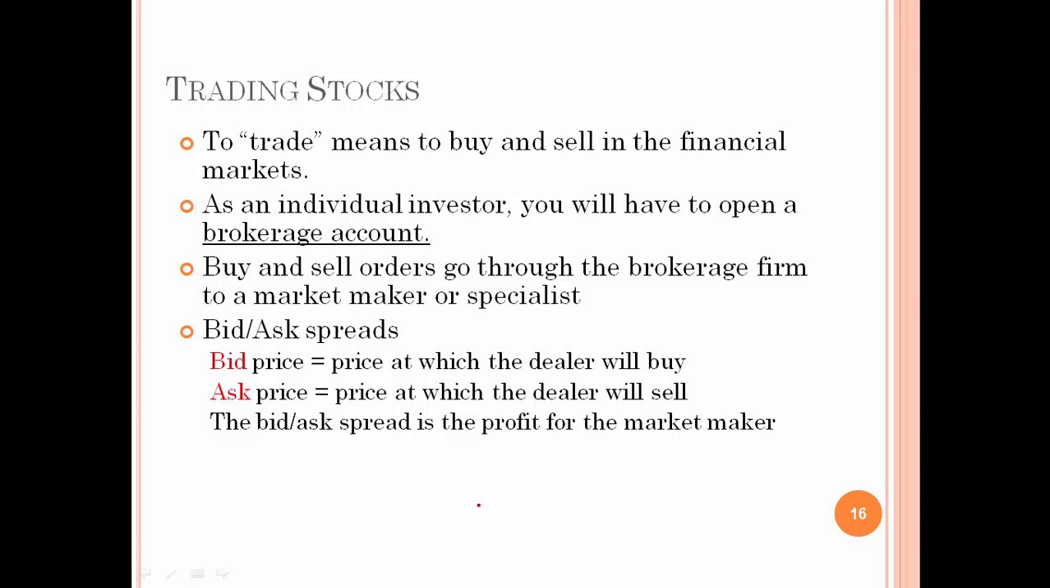So the bid price, again, is the price at which the dealer will buy. And the ask price is the price at which the dealer will sell. This is consistent with what we talked about in Chapter 7 about the bid and ask prices. And the difference between the bid price and the ask price is called the bid-ask spread, and that is a profit for the market maker or the dealer.